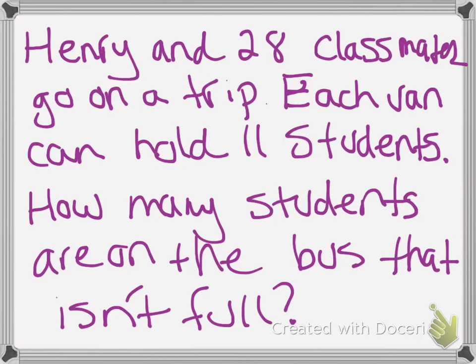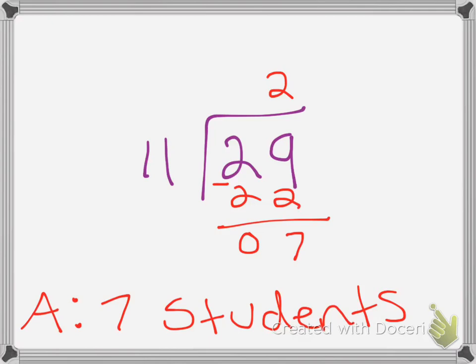All right, we have 2 more problems, ladies and gentlemen. Stay with me here. Henry and 28 classmates go on a trip. Each van can hold 11 students. How many students are on the bus that isn't full? Pause and solve. All right, welcome back. So the answer is 7 students are on the leftover bus.